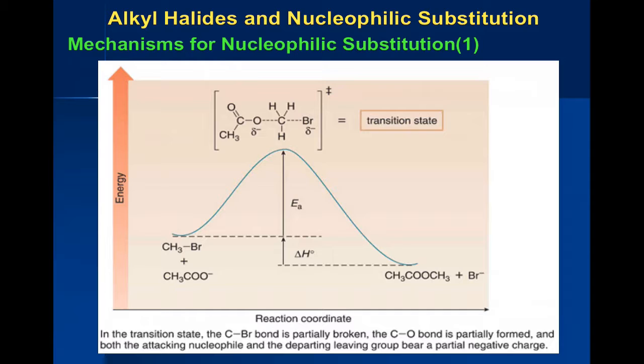How many steps are in this particular mechanism? 1. SN2 has a single step. People get this confused all the time because they see the 2 and they think, oh, that means 2 steps. It means bimolecular. Both species are coming together in a single step to do this reaction.